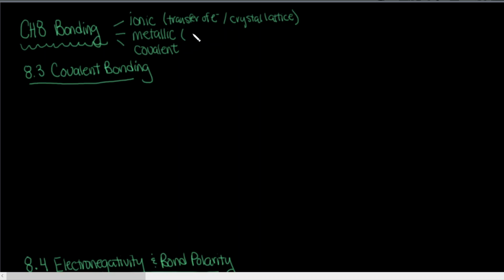Metallic bonding is a sea of electrons. So what's interesting about metallic bonding is it's sort of like an in-between with ionic and covalent. You know, in ionic, there's a straight-up transfer of electrons, and you end up with ions. And in covalent, you're sharing electrons, sometimes equally, sometimes unequally.